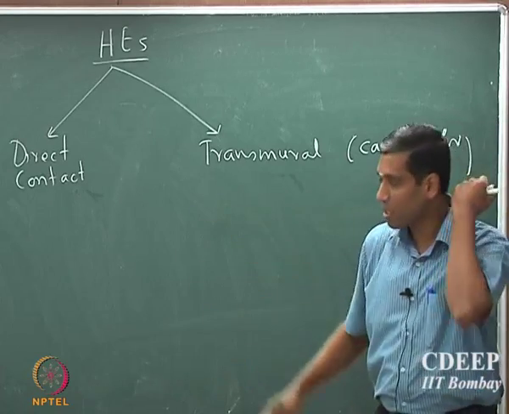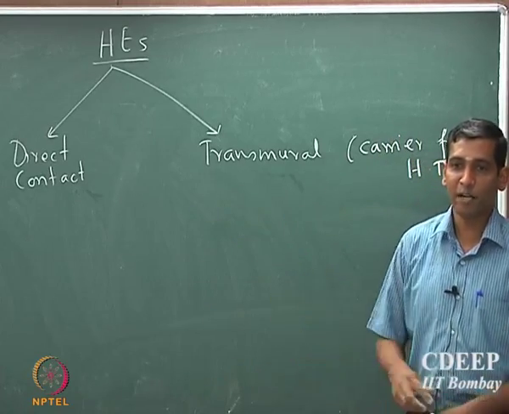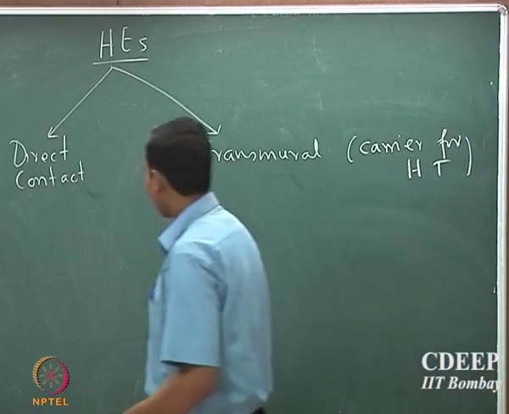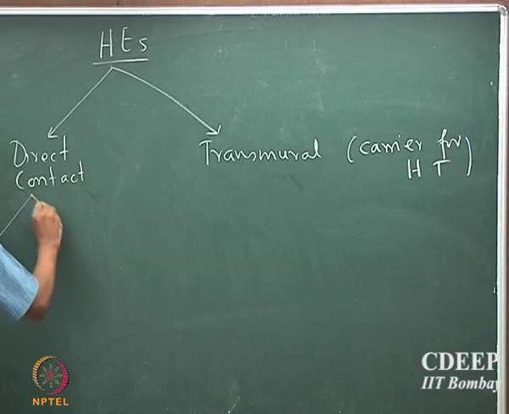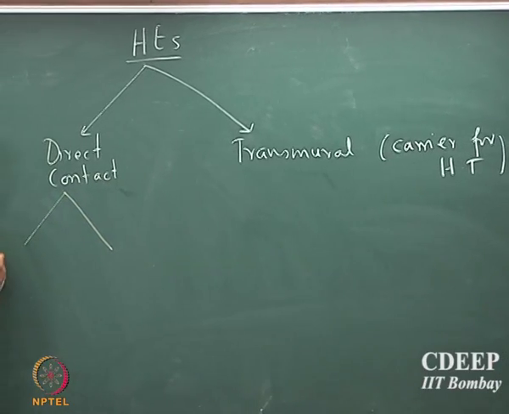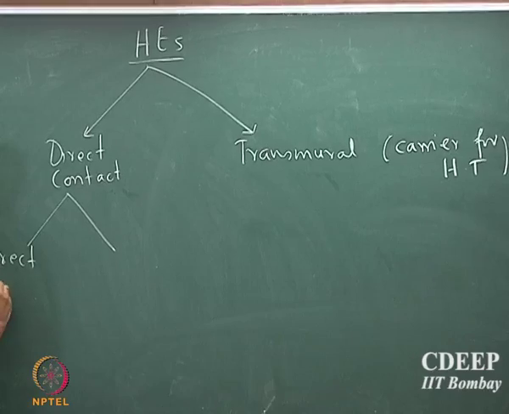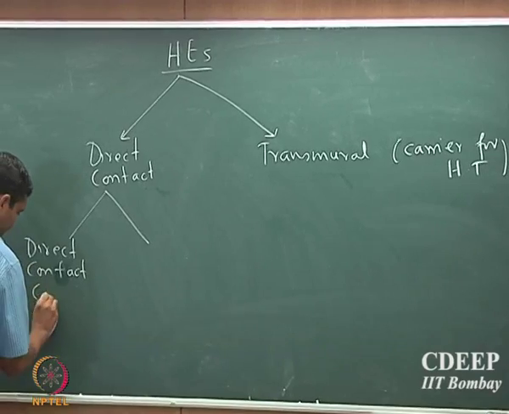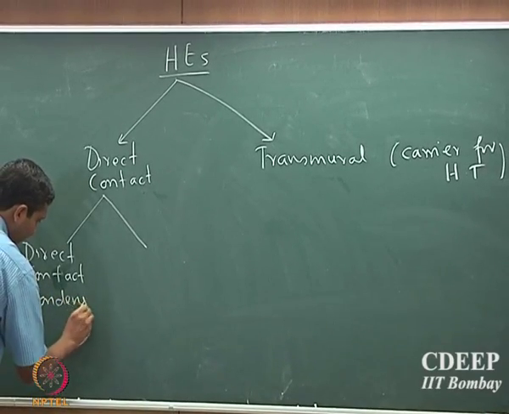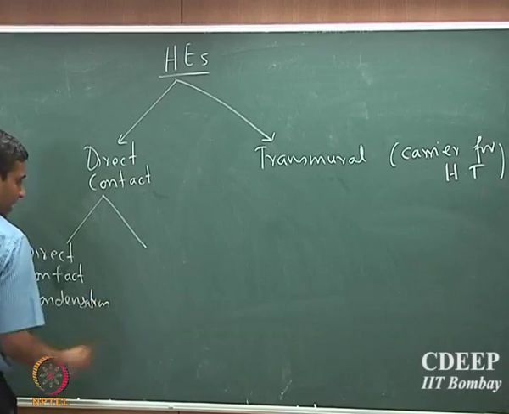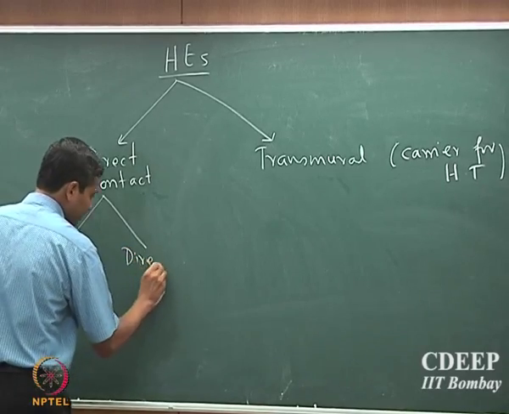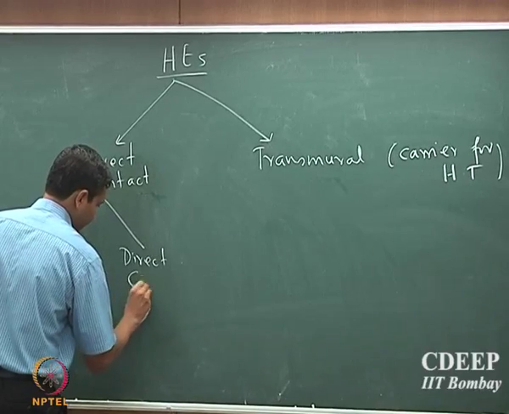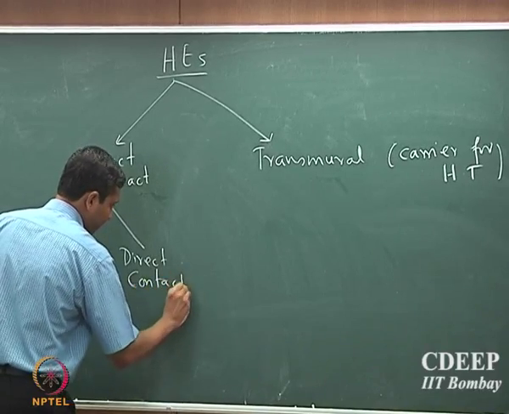So, unlike in direct contact, you need a carrier for this particular case. Okay. So, of course, in direct contact you can have two possibilities. You can have direct contact condensation, which we already briefly explained yesterday, and you can have a direct contact vaporization.